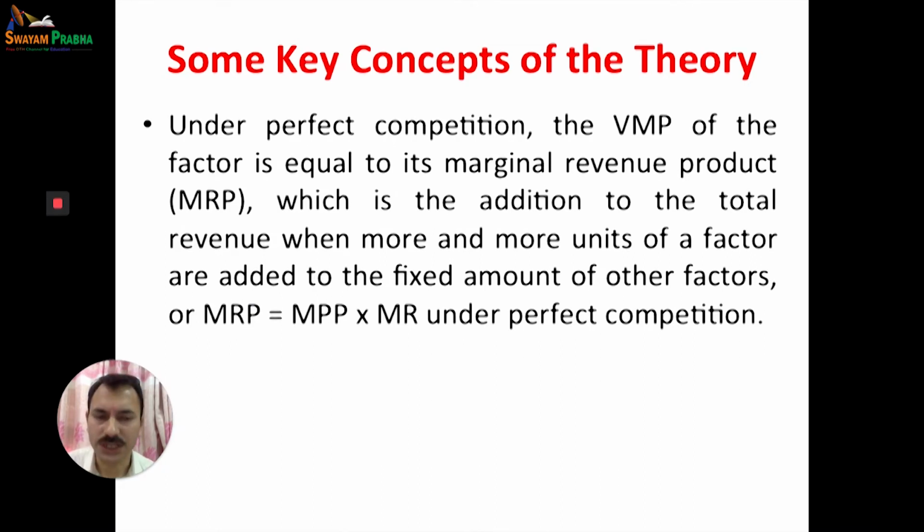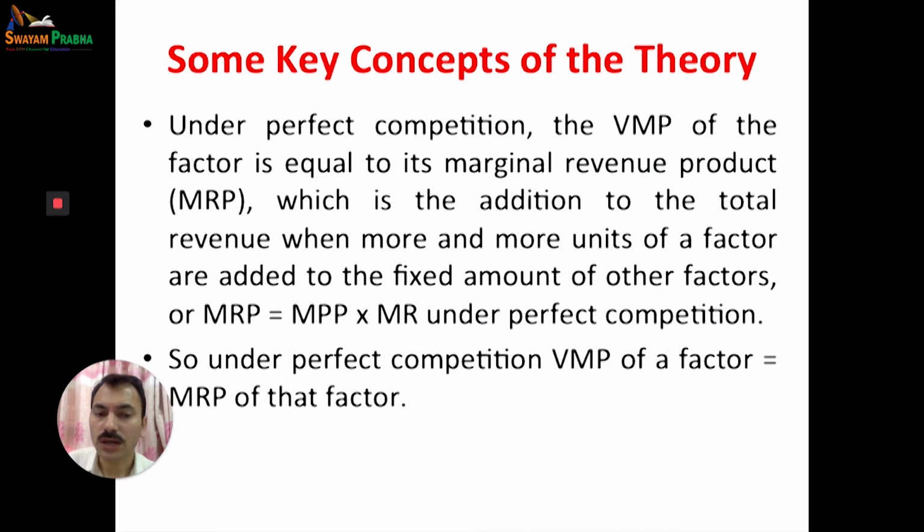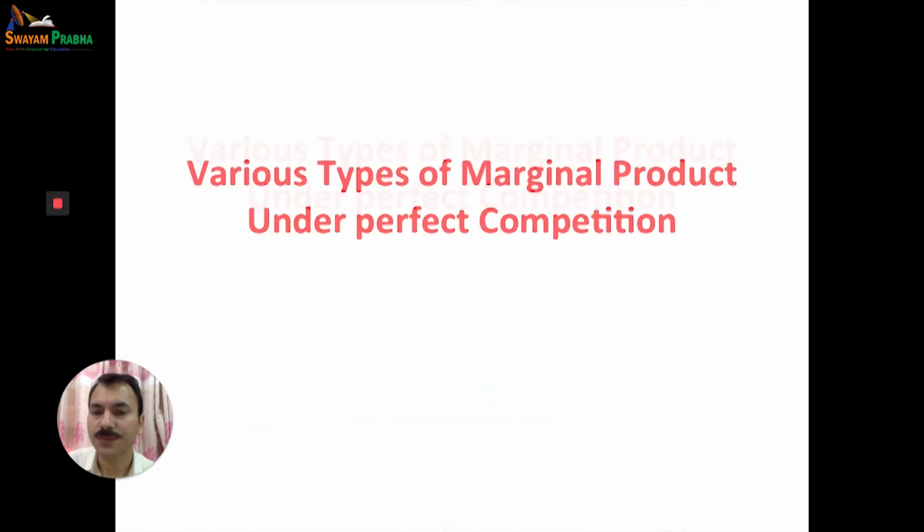Under perfect competition, the VMP, value marginal product, of the factor is equal to its marginal revenue product, which is the addition to the total revenue when more and more factors are added to the fixed amount of other factors. Or MRP is equal to MPP multiplied by MR under perfect competition. So under perfect competition, value marginal product of a factor is equal to marginal revenue product of the factor. MRP is equal to VMP.